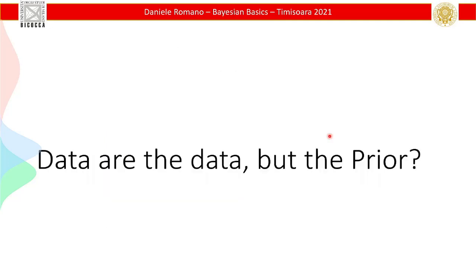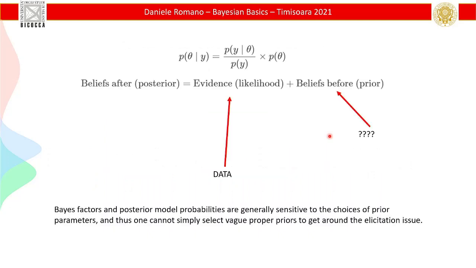Okay, so we are at the prior. Data are the data, but what is the prior? Okay, this is once again the Bayes theorem. Now we put the attention on the prior beliefs, how we can decide prior beliefs.